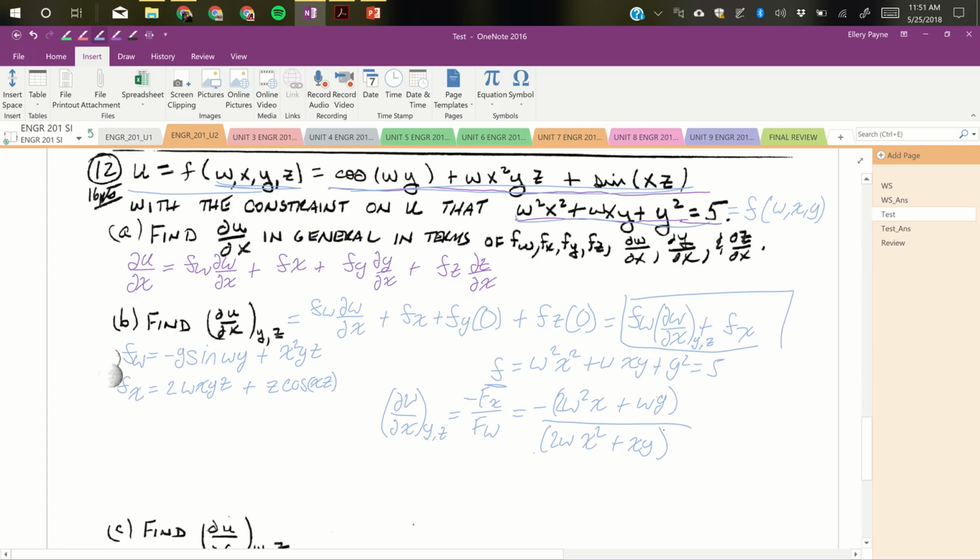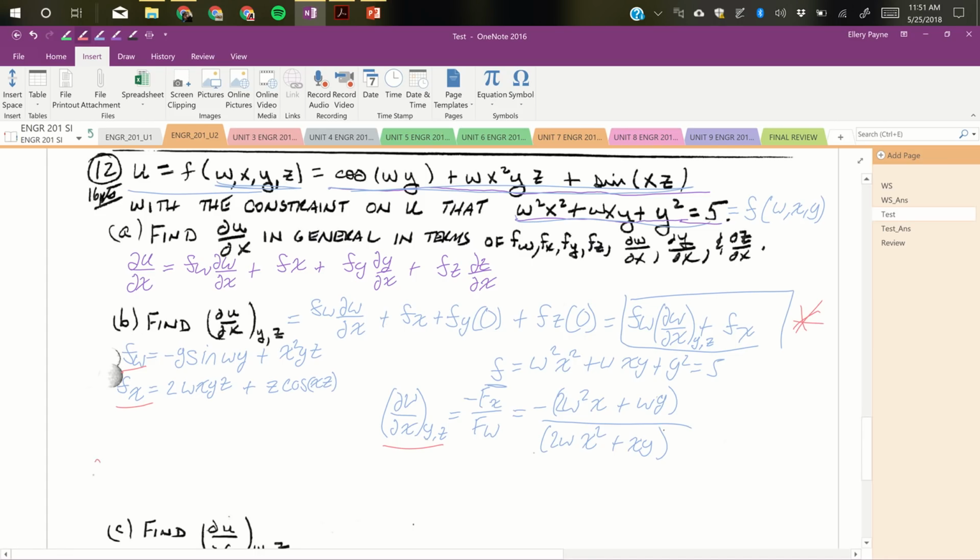So now we have all three of our components: f_w, f_x, and partial w with respect to x holding y and z constant. Now I can just plug that all into this equation up here. I'll write it right here.